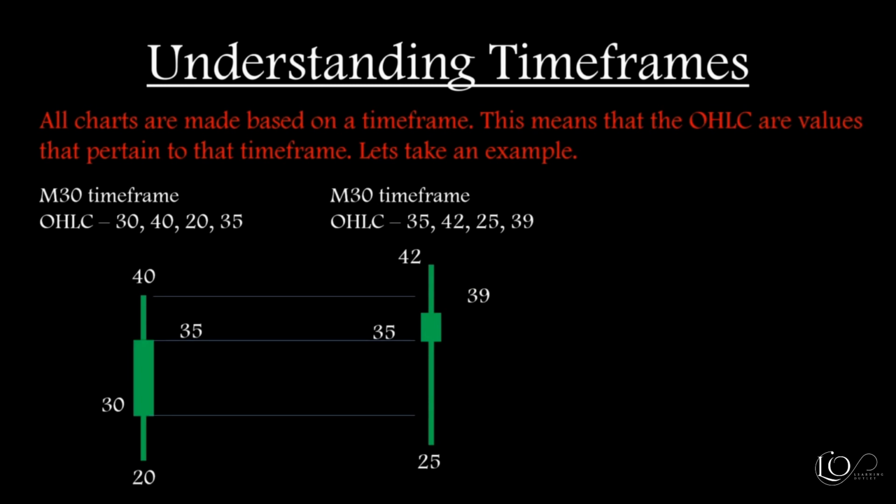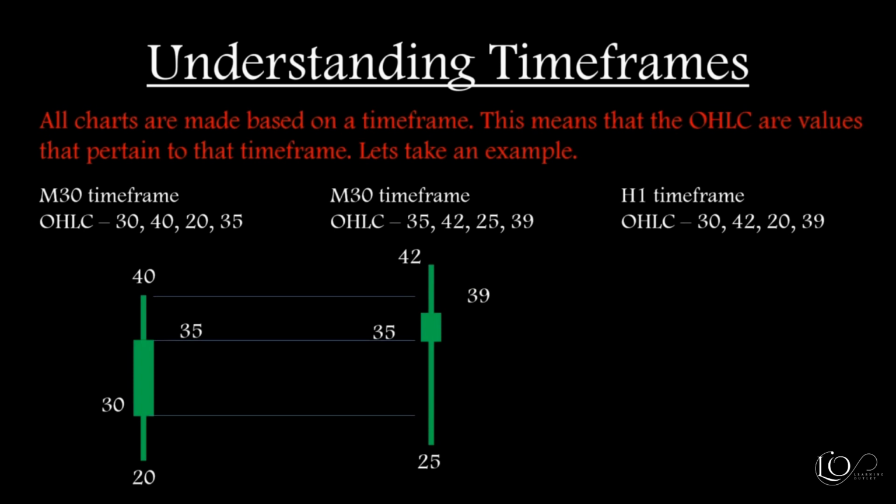So now that we have two M30 candlesticks, we can create an H1 candlestick. Notice that 2 30 minutes makes 1 hour. So let's try to do this. The H1 time frame OHLC values are going to be 30, 42, 20 and 39.